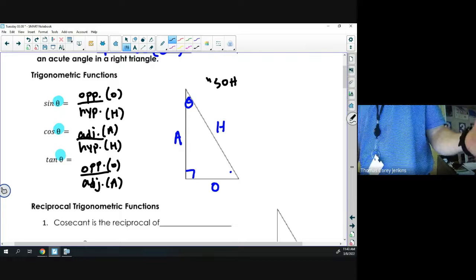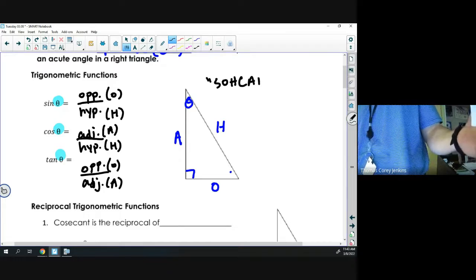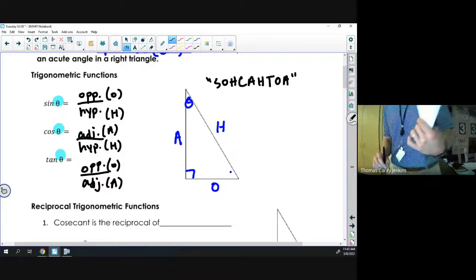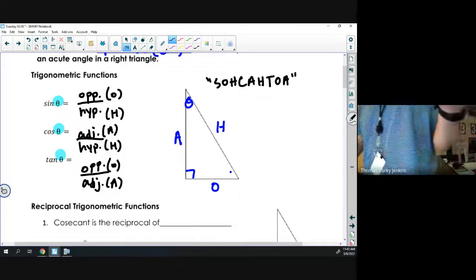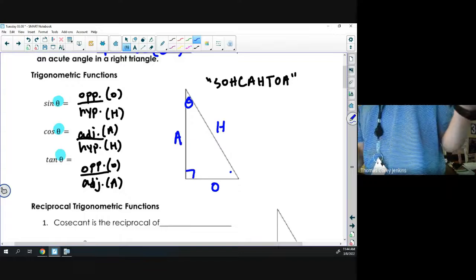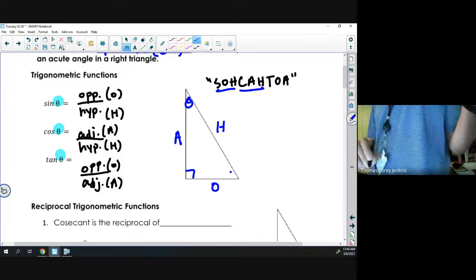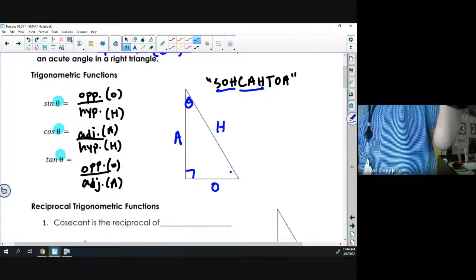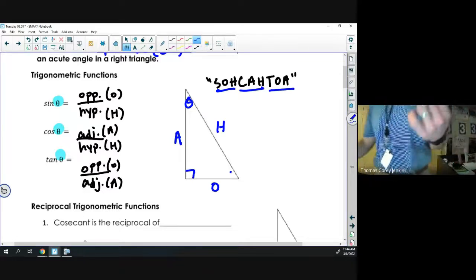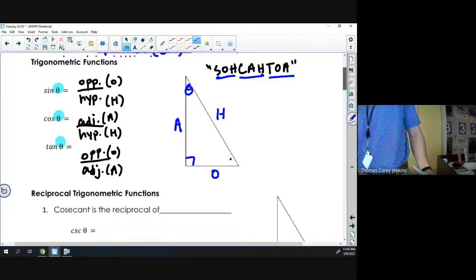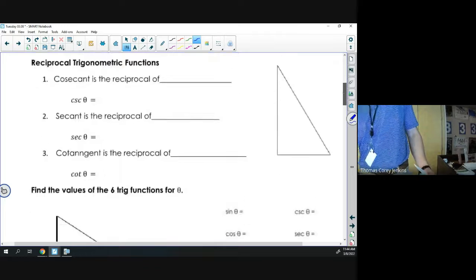So the next is CAH, and then TOA. All right, so SOHCAHTOA, right? Obviously that's not a real word, but it can help you to remember. Sine is opposite over hypotenuse, cosine adjacent over hypotenuse, and then tangent opposite over adjacent. I think the more we practice, the more you'll get used to that.